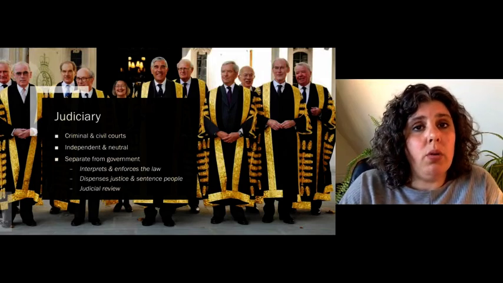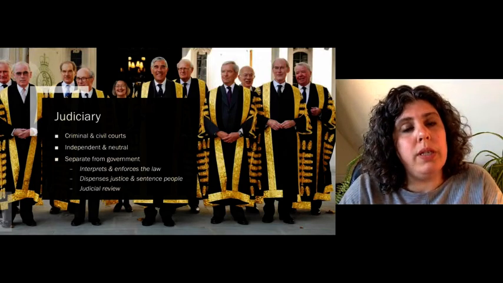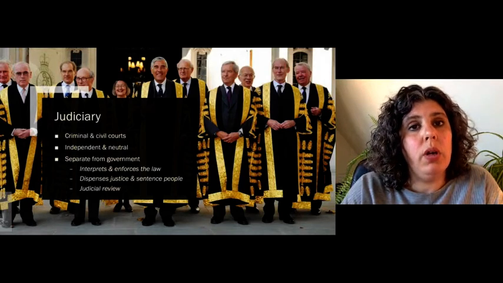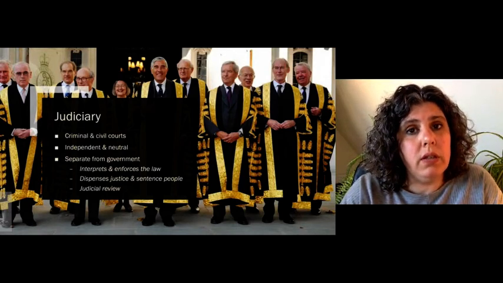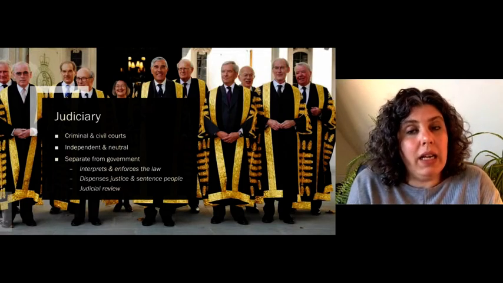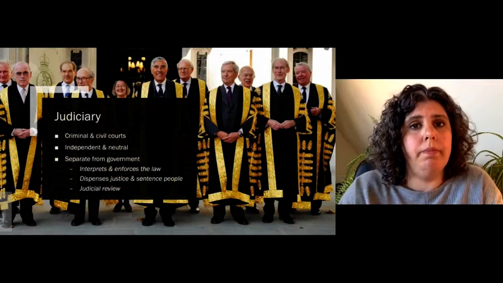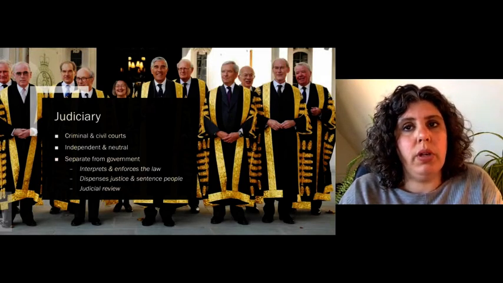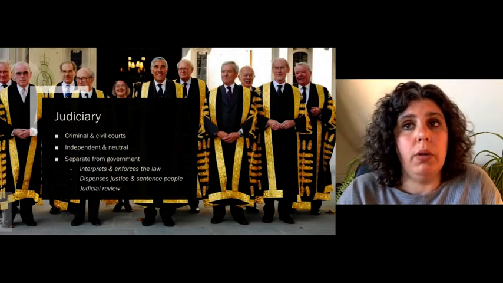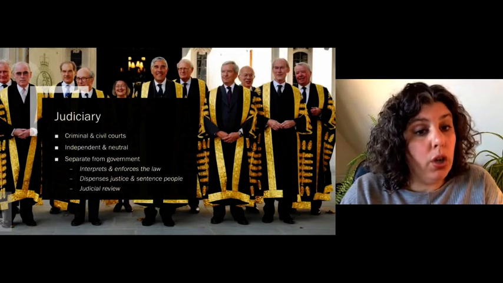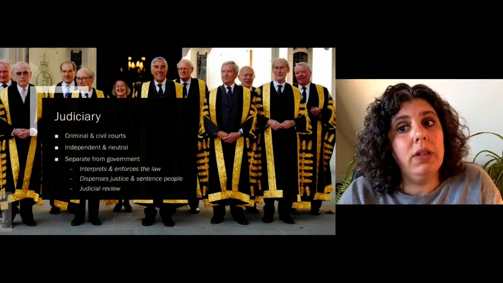It's separate from the government and it has a number of roles. One of its main roles is to interpret the laws that are made by Parliament. And it does so as it gives out justice by sentencing people for crimes or for settling disputes between people. The judiciary is also responsible for something called judicial review, and that involves deciding whether a public body, which includes the government, has behaved legally.